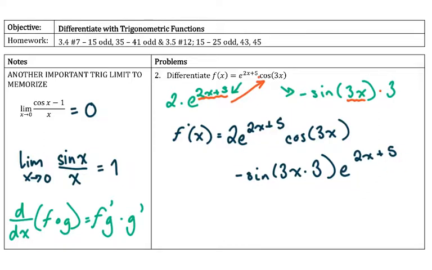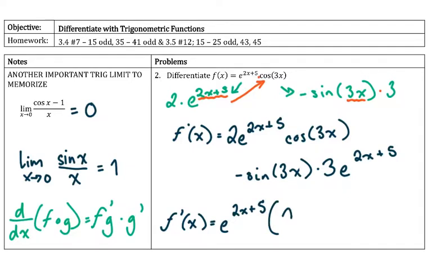I picked a weird place to put a parenthesis, but that's all right. We'll fix that. If you put it in factored form, which you don't have to, but just as a reminder, f prime in this case would be e to the 2x plus 5 in parentheses times 2 cosine of 3x minus 3 sine of 3x.